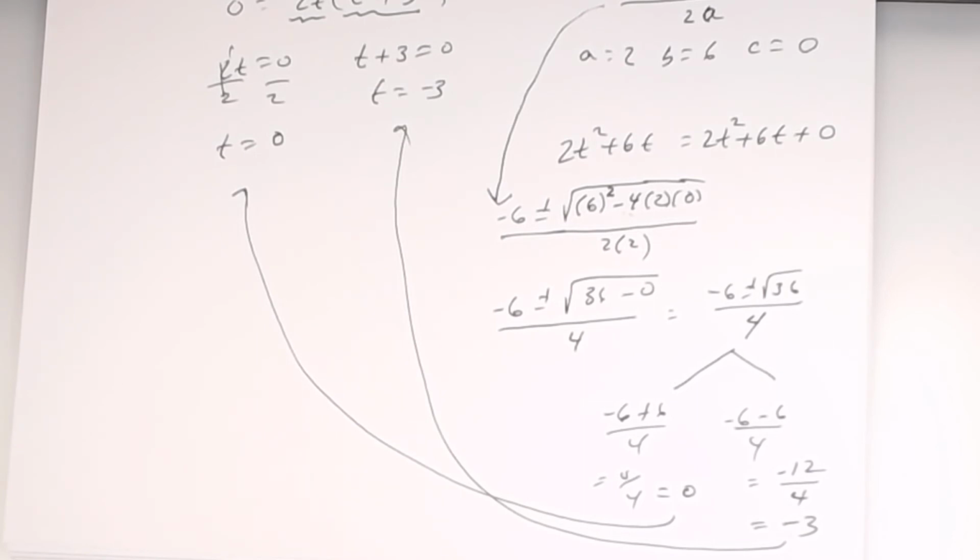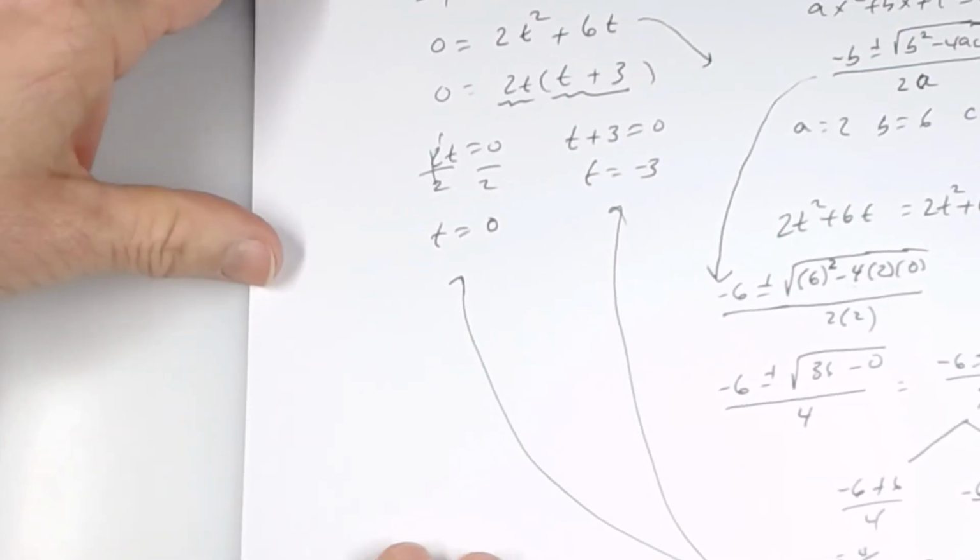All right, now we're not done with the problem. I found my proposed solutions. I got to check to see if any are extraneous. So let's do the 0 first. So let's check. So check t equals 0.